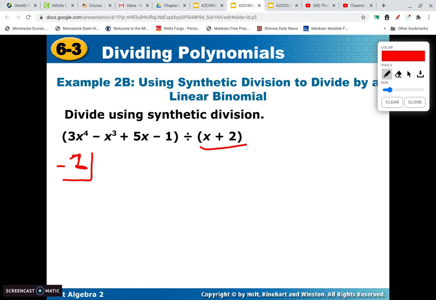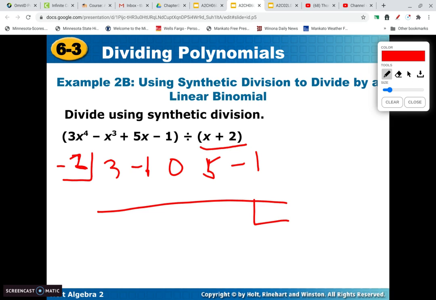And now what we do is we write our coefficients across. We start with 3. Then there's a negative 1. Now here's a tricky part. There's not an x squared term, so we have to put a 0 because it's 0x squared. Then there's a 5, and then there's a -1. And this will be the remainder box. Whatever's in that box will be the remainder.